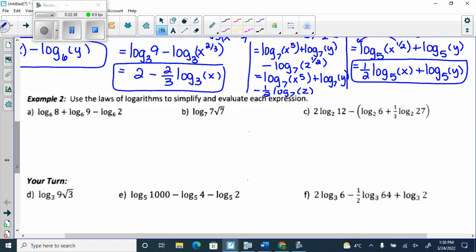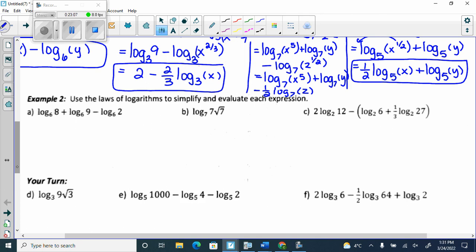Example 2 is just that example backwards. Example 2, you're going to have to be able to spot these. So when we look at example 2 and we go log base 6, log base 6, log base 6, that should scream, put me together. If it doesn't, it should. In your head, you should hear my little scream, put me together. So if it's log base 6, log base 6, log base 6, you put them together.